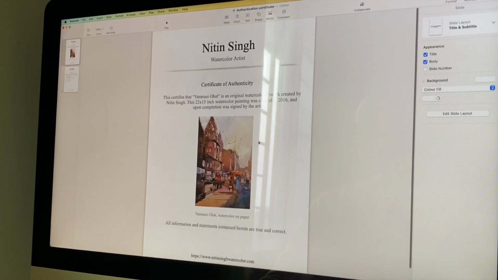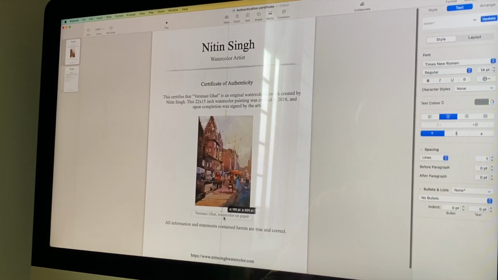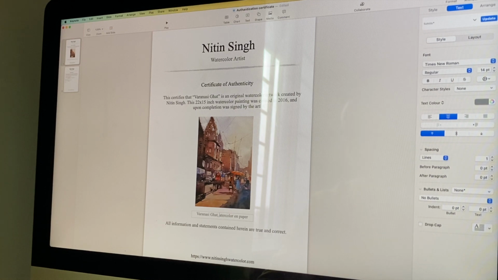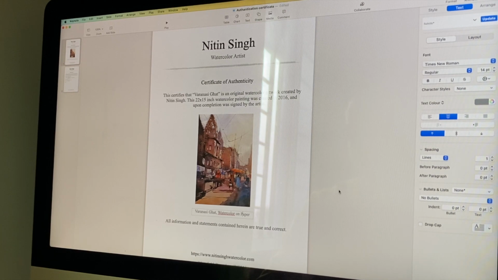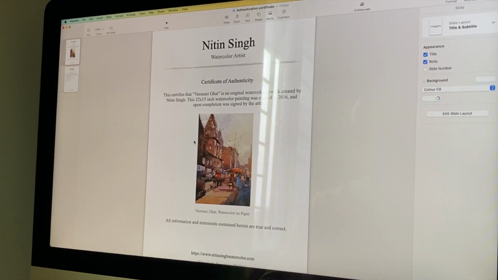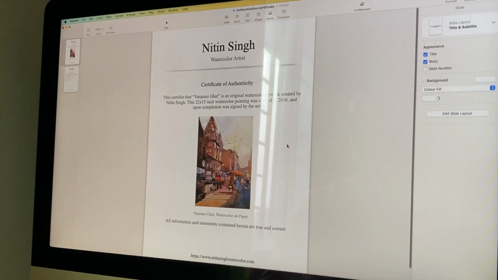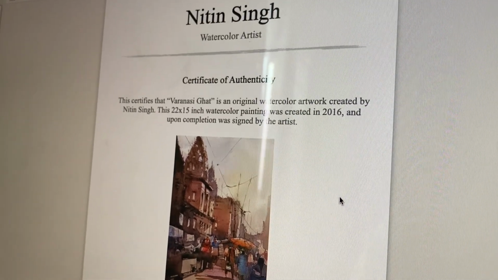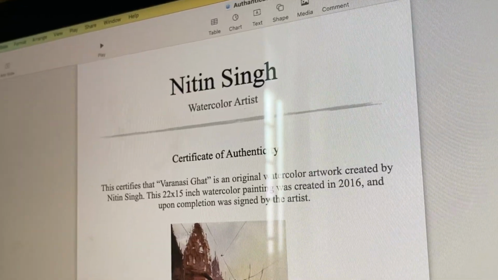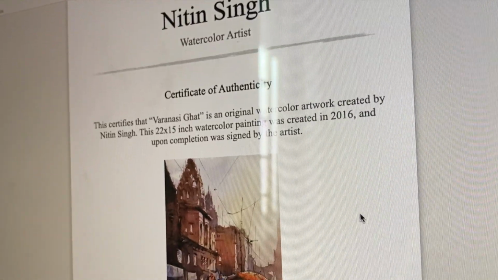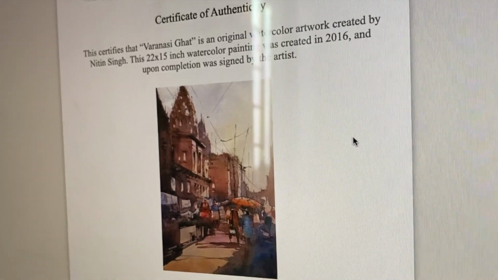Once the painting has been confirmed and the payment is done 100%, I start my process, and the process starts with creating the authentication certificate, because this document is very important. An artist should provide an authentication certificate to the buyer, in terms of the authenticity of the painting, that yes, it's an original painting created by the particular artist. So this is the first step I do.